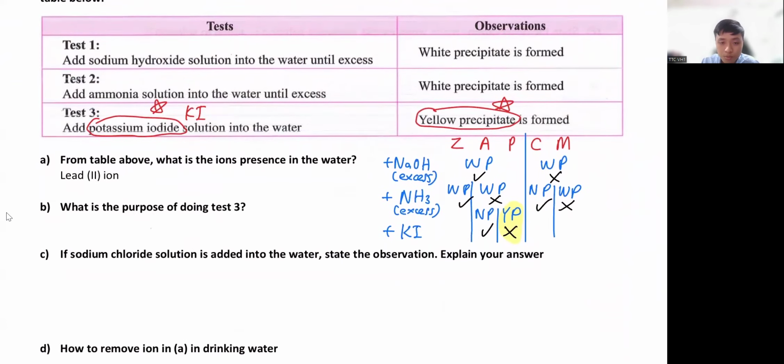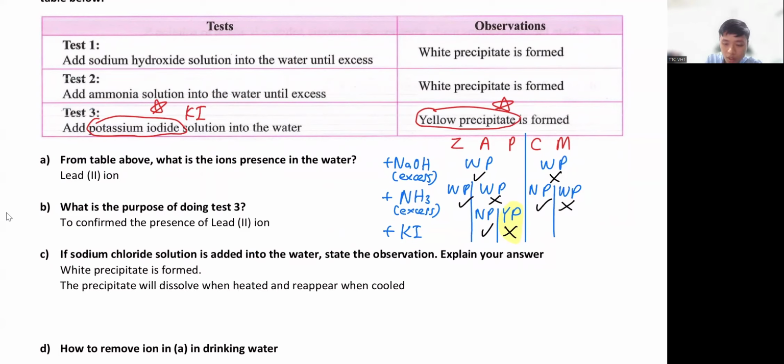Test 3 important. What is test 3? Test 3 is to confirm the presence of that ion. If sodium chloride is added into the water, state of solution, explain answer. Sodium chloride get added into water. I put NaCl. What happened? So I got white precipitate form.